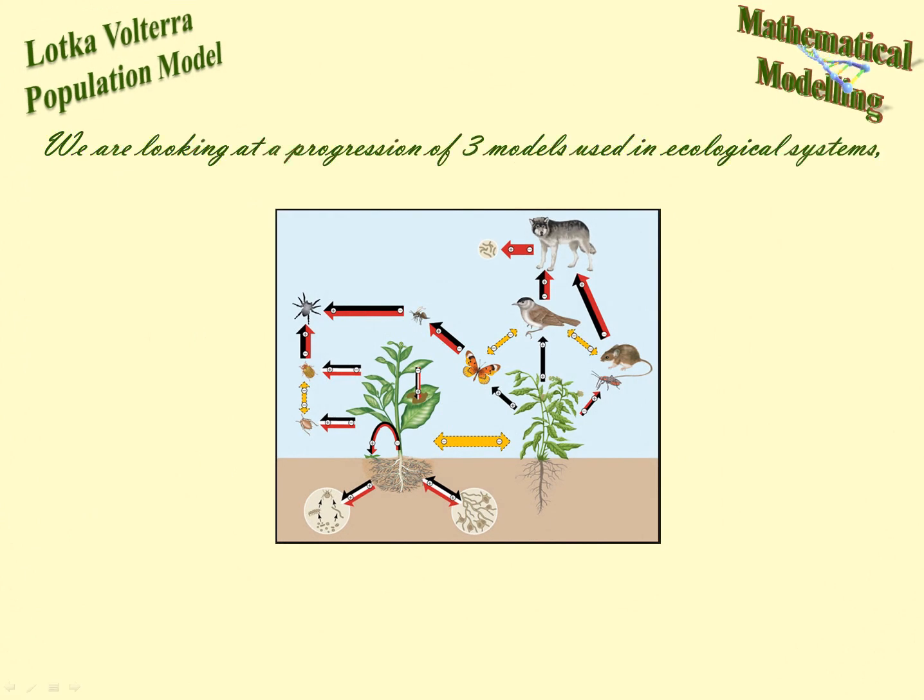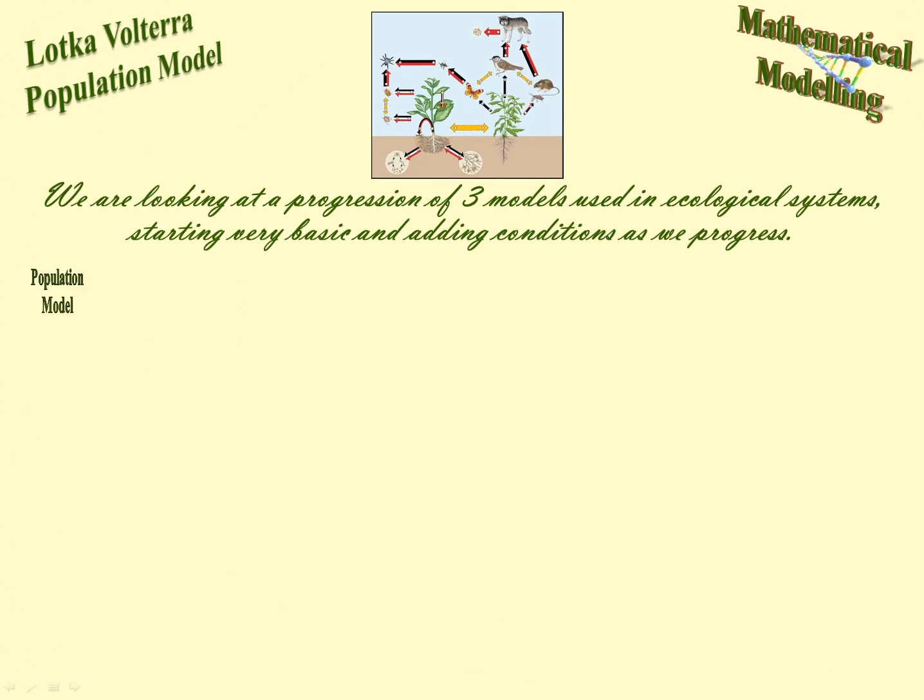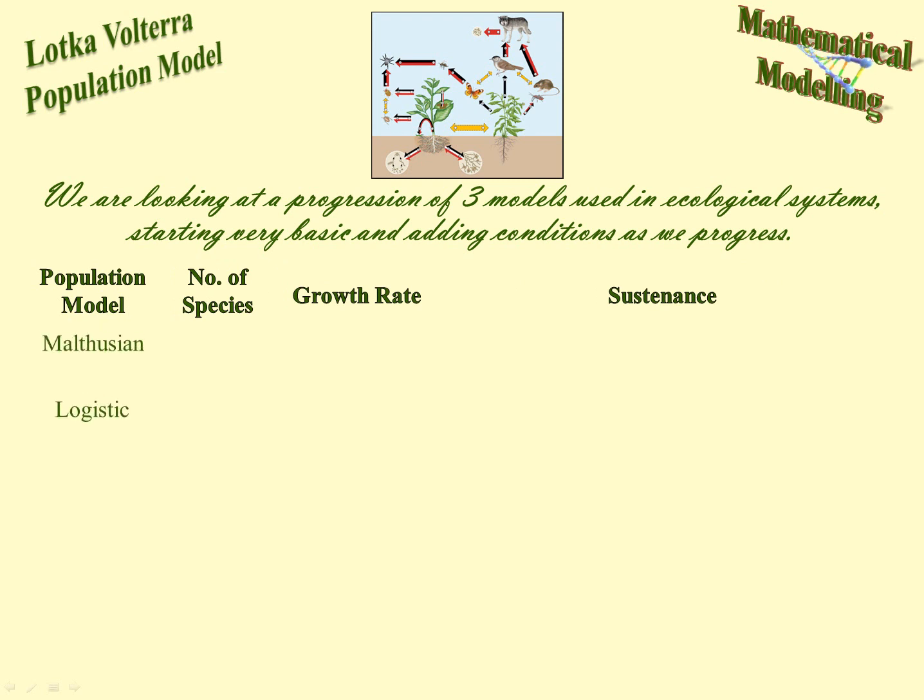We're looking at three models which progress through the system using ecological systems. We started at the very basic, and now we are adding conditions. The first two are the Malthusian and Logistic. They only deal with one species. The Malthusian has a constant factor of growth rate, and the Logistic has an intrinsic growth rate, an initial growth rate, which reduces to zero once the carrying capacity of the environment is reached.